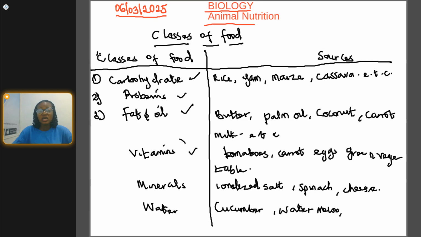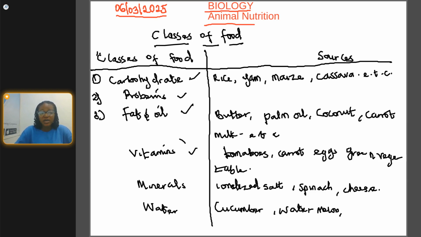What is the function? What is the importance of vitamins? Vitamins are very essential for human growth. They help in various body functions. In fact, they help in immunity. They help to build your body immunity, the vision, and the bone formation.